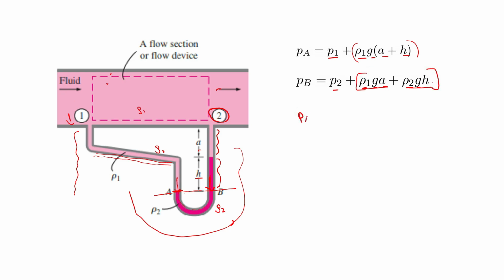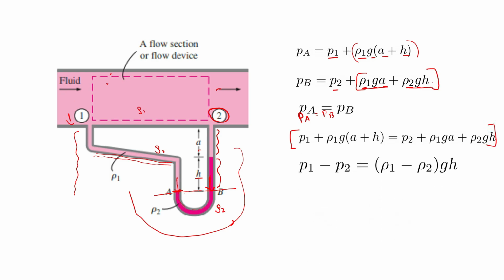Since both are equal, PA is equal to PB. So you can write P1 plus ρ1 G into A plus H is equal to P2 plus ρ1 G A plus ρ2 G into H. So P1 minus P2 will be equal to ρ1 minus ρ2 into G into H. This is how you calculate the pressure difference in a pipe using a U-tube manometer. Remember that there is no effect of inclination in the values.